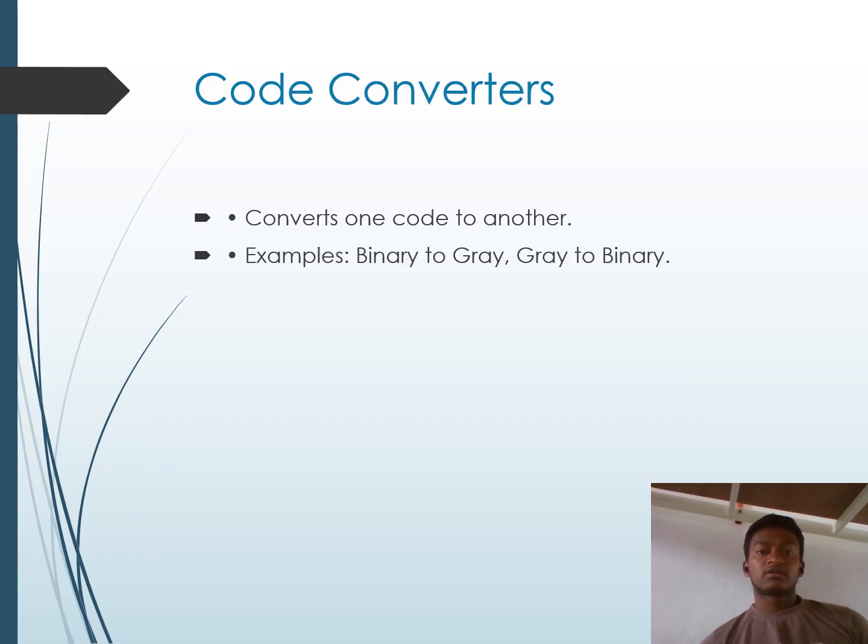Code converters. Code converters change one form of data representation into another. For example, a binary to gray code converter changes binary numbers into gray code, which reduces errors in digital systems. Another common example is gray code to binary conversion. These circuits are used in digital communication, error correction, and systems where different codes need to be understood by different devices.